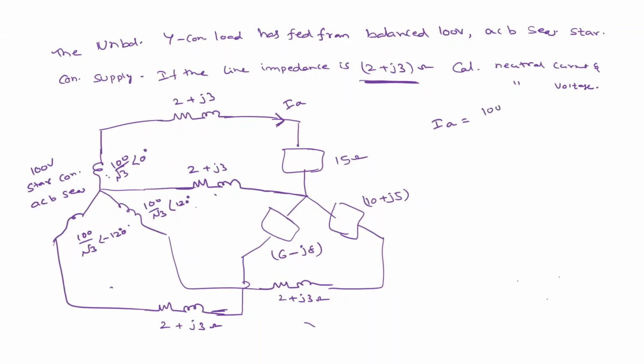100. Right. If you apply KVL, this is simple, right? So what is the value here? You'll get the same current if you assume that this voltage is appearing across these elements, this one and this one, right? Agree? Yes, sir. Okay. So what is IA now? 100 by root 3 at 0 degrees by 19 plus 6J.